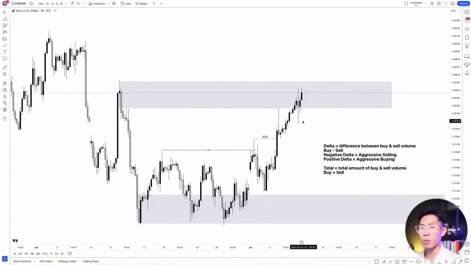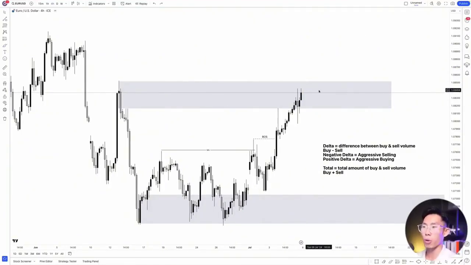If I am able to see sustained buying pressure, and there's actually a lot of buying volume and it can sustain, right? There are actually aggressive buyers and the buyers are still in control, then most likely it's going to pierce right past this point of interest that we have right here.